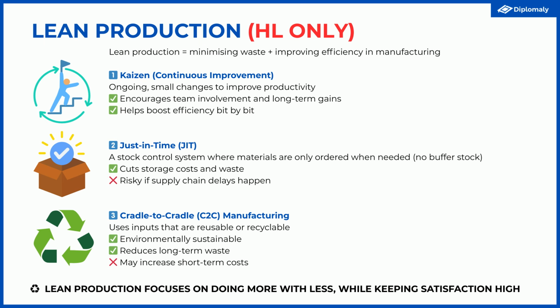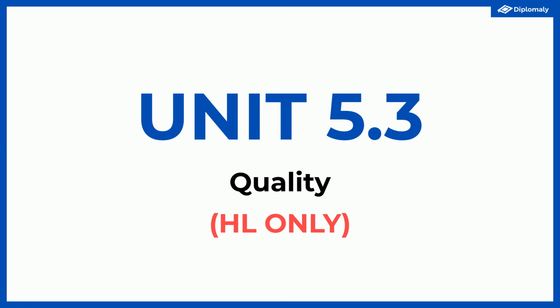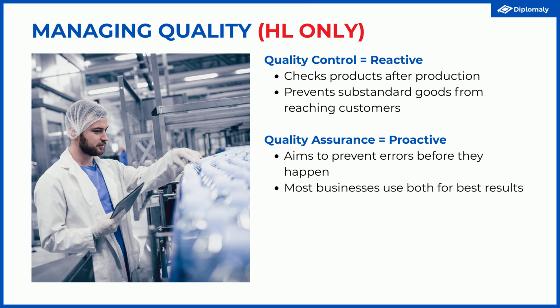Finally, businesses can use cradle-to-cradle manufacturing, which uses inputs that can be reused or recycled in order to help eliminate waste. Operations management is also concerned with quality. Businesses take an approach of quality control, which is a reactive process to ensure that substandard products don't reach customers. Quality assurance, on the other hand, is a proactive process that seeks to identify and eliminate the mistakes in the first place. Businesses often implement a combination of these approaches to maximize efficiency.